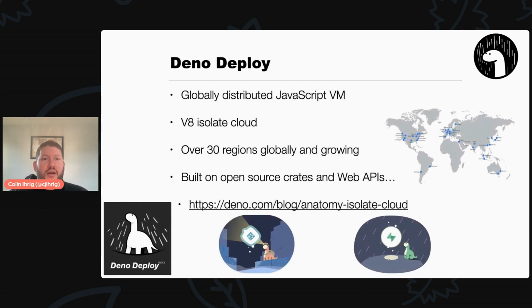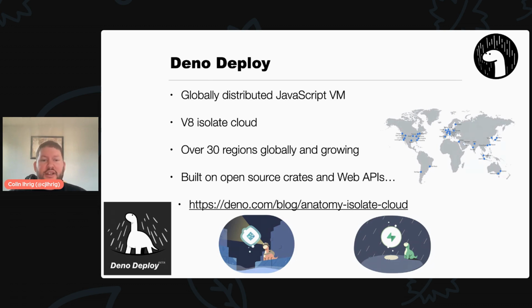So the next thing I wanted to talk about was Deno Deploy. Deno Deploy is kind of a software as a service offering of Deno. It's an edge runtime, so it's built from all the same crates as the open source runtime, with some tweaks to make it more appropriate for running in the cloud. That means not providing certain APIs that don't make sense in the cloud, or providing more restrictive versions of them. Deno Deploy is currently running in over 30 regions globally, and we're constantly adding new ones.